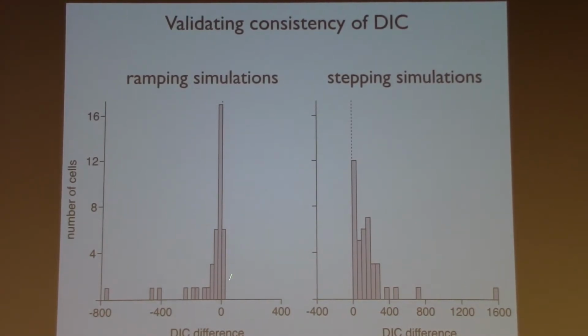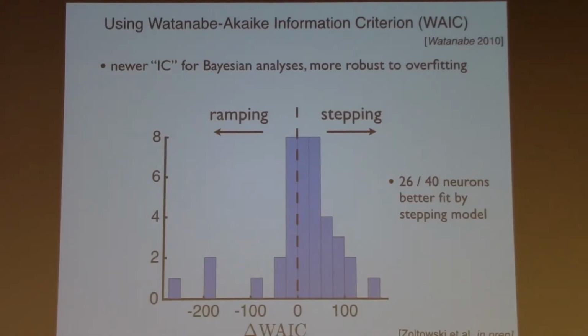So you might worry that there's a slight bias towards stepping, and in fact, that is what we find in later analyses that I'll tell you about in a little bit. David Zoltowski, who's a student in my lab right now, has followed up with a more recent model comparison information criterion called the Watanabe-Akaike information criterion, or WAIC. And this is a little bit more conservative.